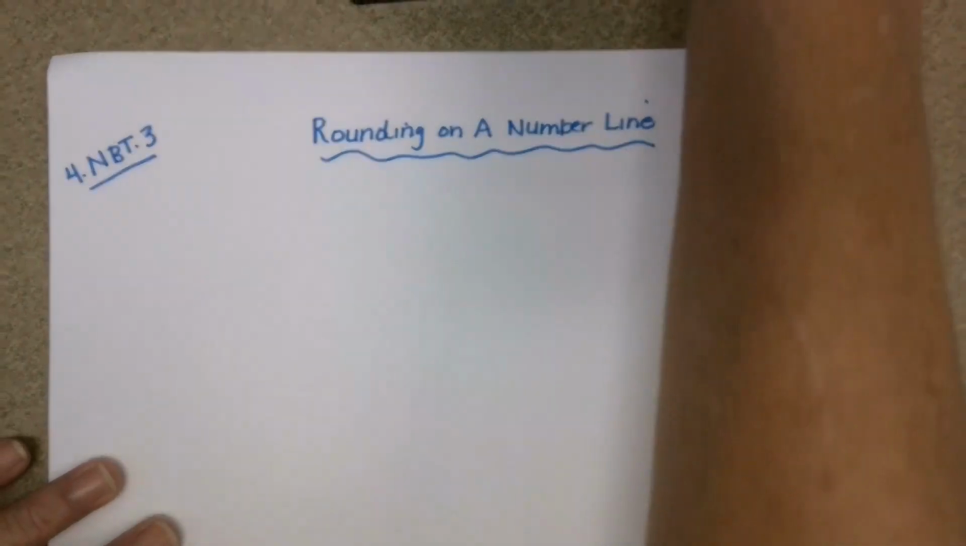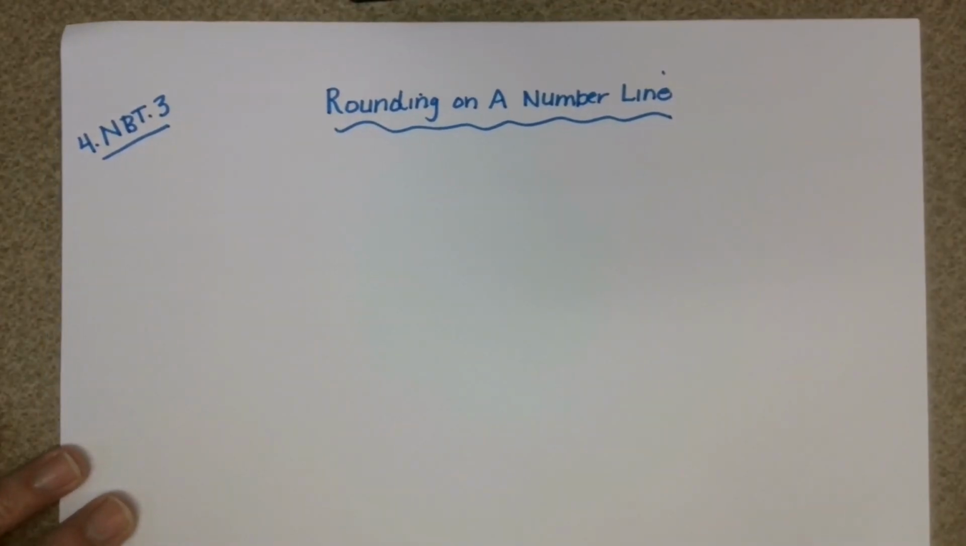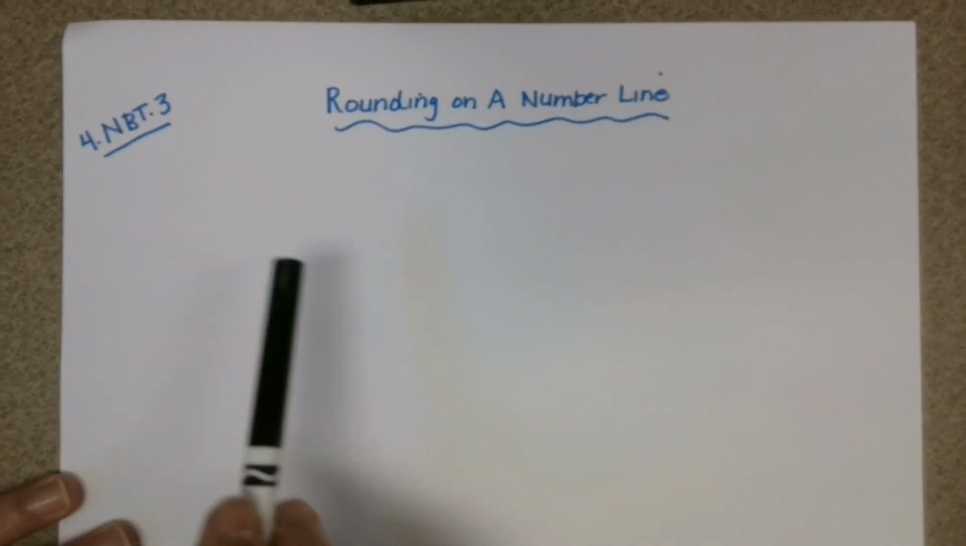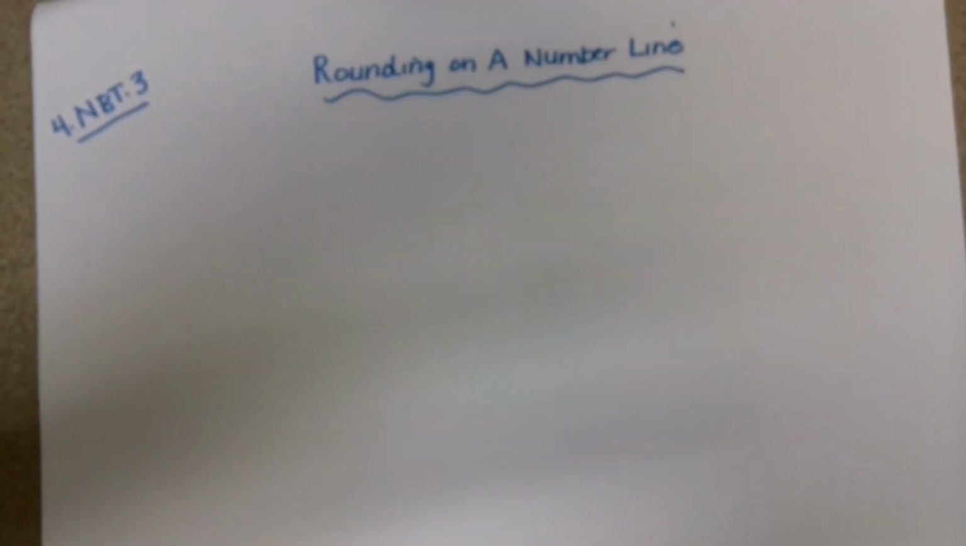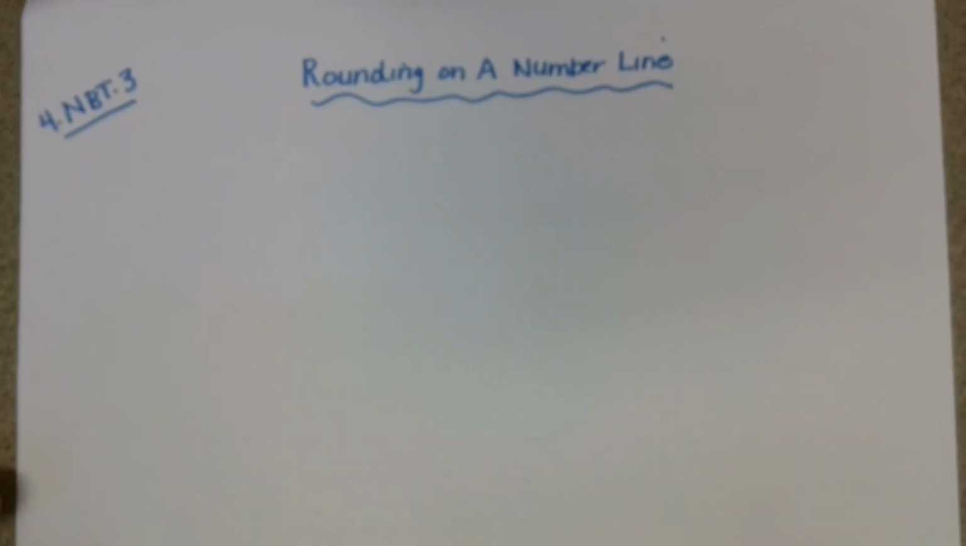Going to review rounding on a number line in case you were absent or you needed a little boost. Remember that rounding on a number line is standard 4, numbers in base 10, standard 3. We use it because it's an estimation strategy, which we'll look at several times in class and find some real life examples. But right now I just want to do a little nitty gritty on what we covered in class.